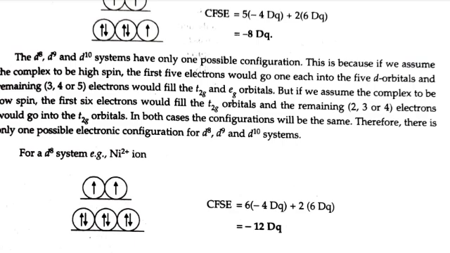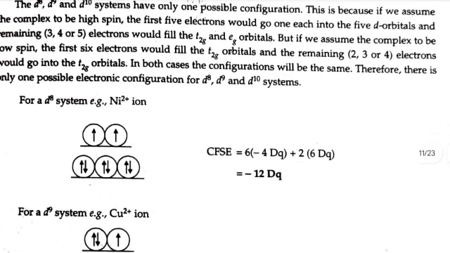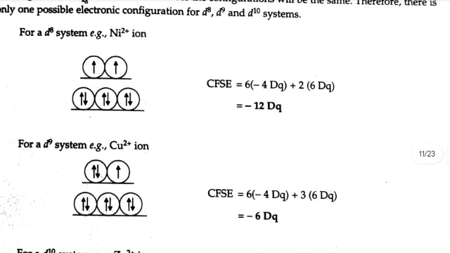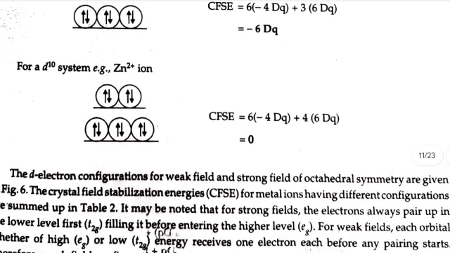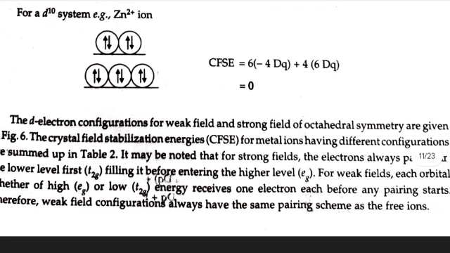For a d8 system, for example Ni2+, CFSE is equal to minus 12 Dq. For a d9 system, CFSE is equal to minus 6 Dq. For a d10 system, CFSE is equal to 0. The d electron configurations for weak field and strong field octahedral symmetry are given. The crystal field stabilization energies for metal ions having different configurations are summed up.